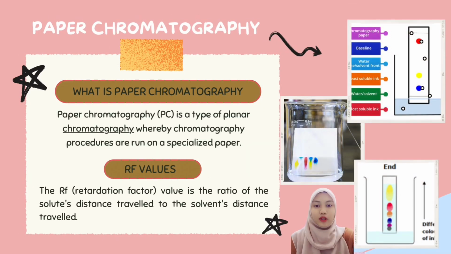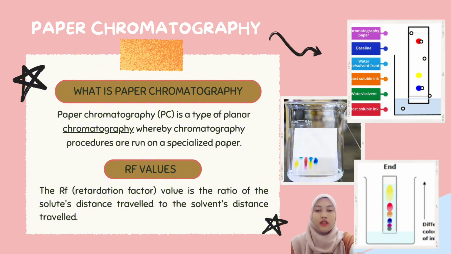Next is paper chromatography. What is paper chromatography? Paper chromatography is a type of planar chromatography whereby the procedures are run on specialized paper, and the Rf value is the ratio of solute distance travelled to the solvent distance travelled.